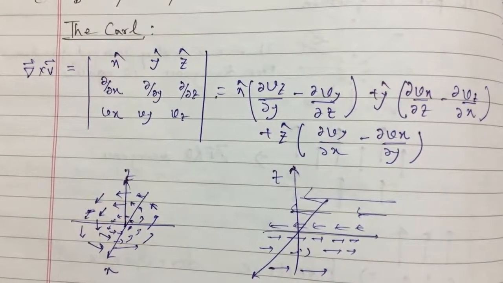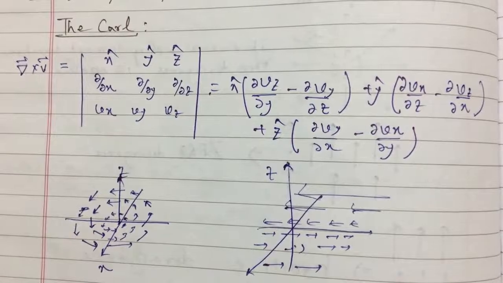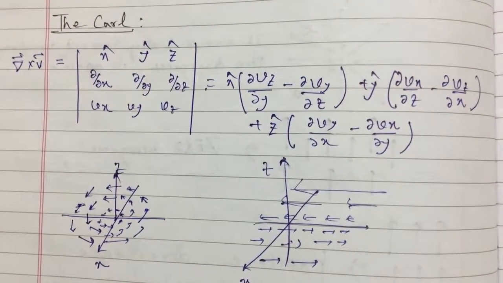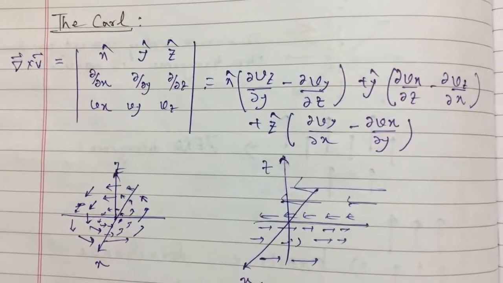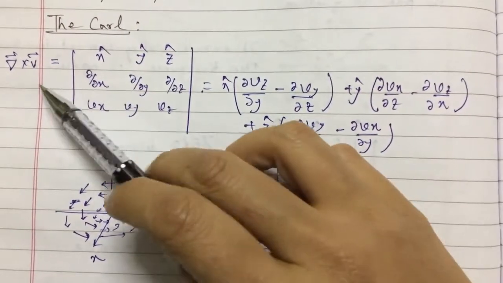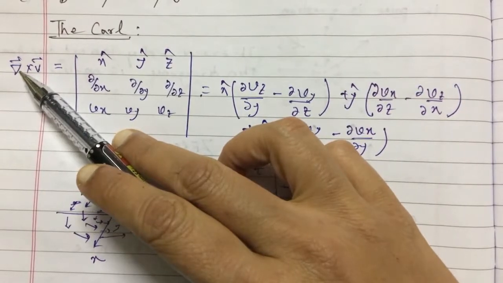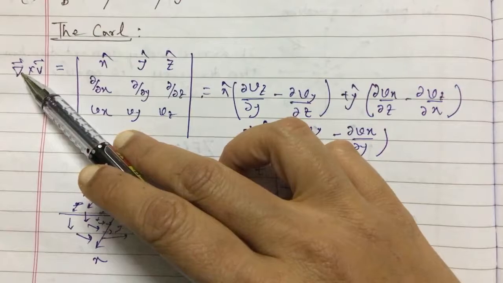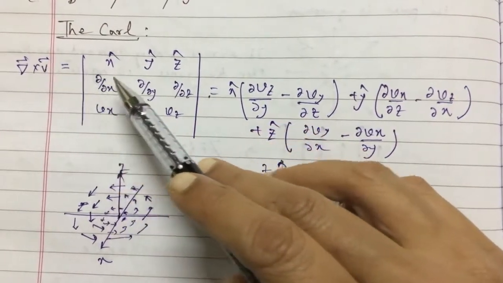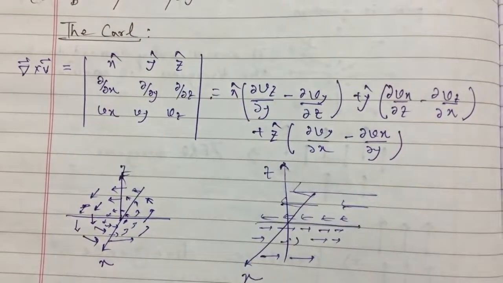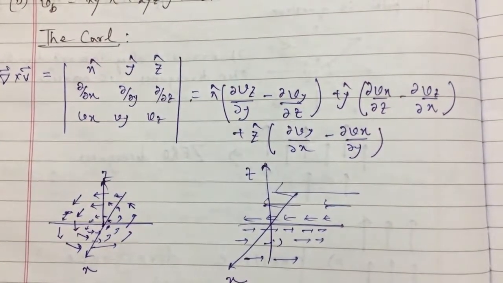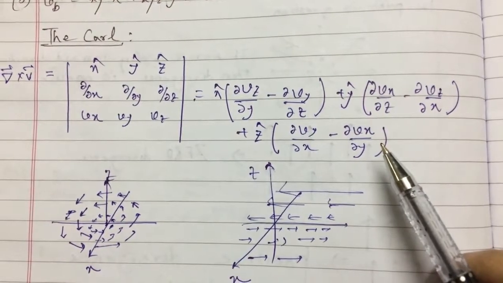This is curl. Now it's time to define curl of a vector mathematically. So curl of V is a vector, and curl of V means del cross V. Del we have already defined: x cap del x plus y cap del y plus k cap del z. So this by definition is the determinant of, like this. So if we calculate the determinant, it would look like this.